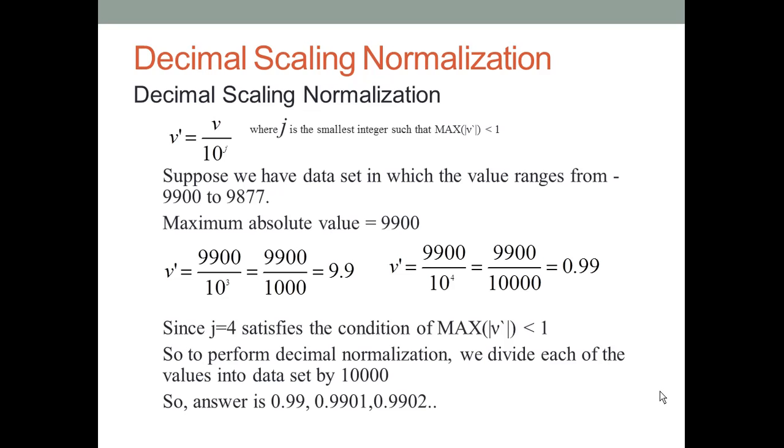So if I keep j as 3, the value that I am getting is 9.9, which is of course not satisfying my condition. The next value, 10 raised to 4, gives me 0.99, which is the closest to 1. So j equals 4 satisfies my condition, so I am going to consider j as 4. To perform your decimal scaling normalization, you divide the value of V by 10,000. So if I'm just looking at this range, my answer will be 0.99, 0.9901, and so on and so forth. I hope you understood this. Thank you so much.